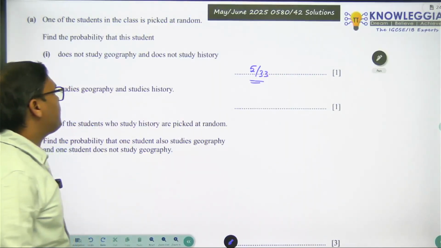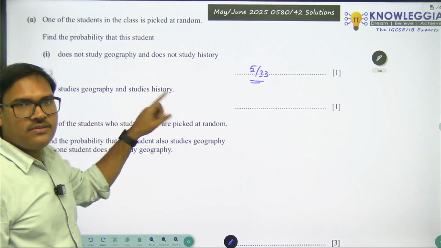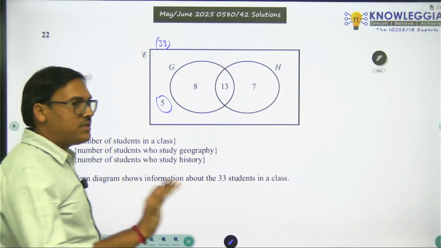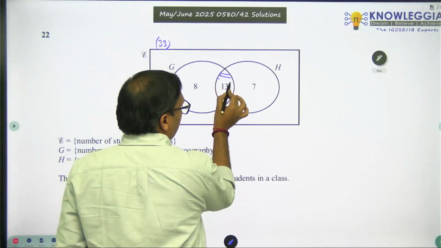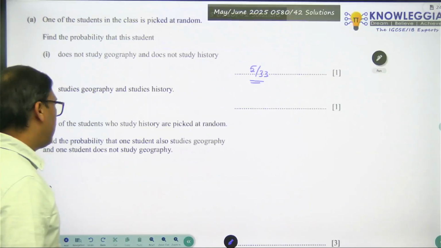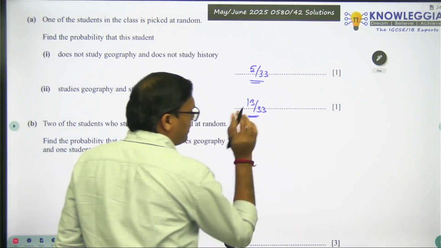Okay. Now, how many students study geography and study history? That is, they are studying both. So how many students are there who are studying both? That is this part, the intersection. That is 13 students. So what is the probability? This is 13 upon 33. I hope this point is also clear.